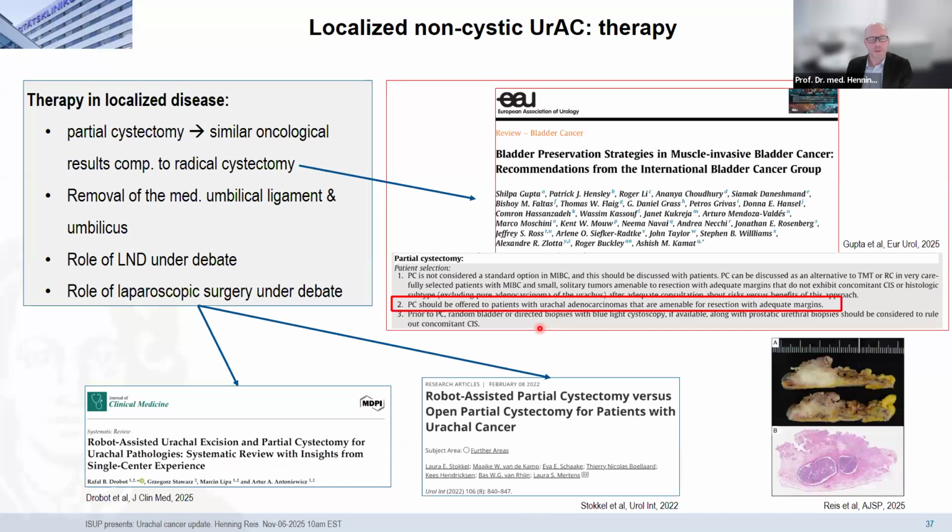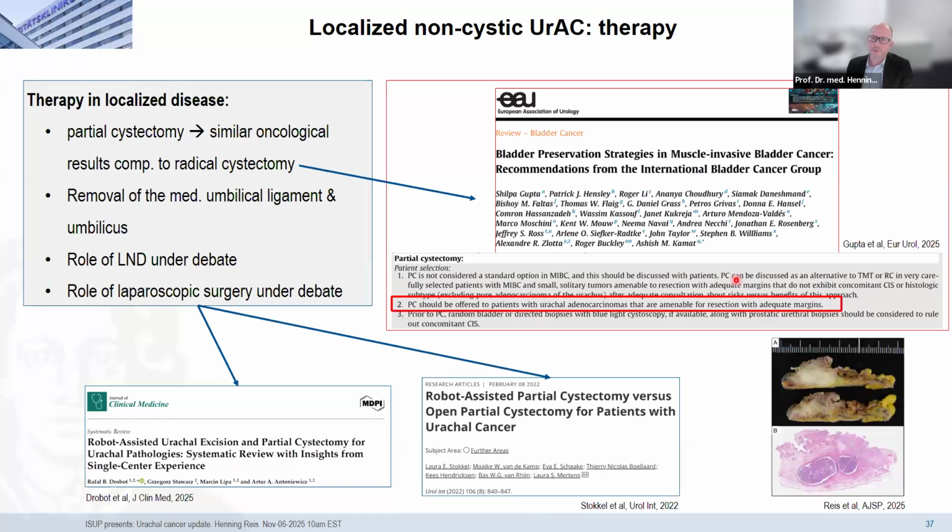But the clinicians didn't have any consensus recommendations to use a partial cystectomy, and this is now piling up. There is one paper published in European Urology this year from the International Bladder Cancer Group, and it specifically states partial cystectomy should be offered to patients with urachal adenocarcinomas that are amenable to resection with adequate margins. Adequate margins, that's of course important, because positive surgical margins is one of the most important prognostic factors.